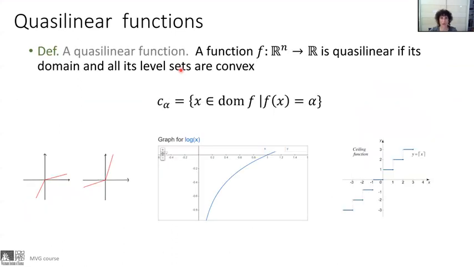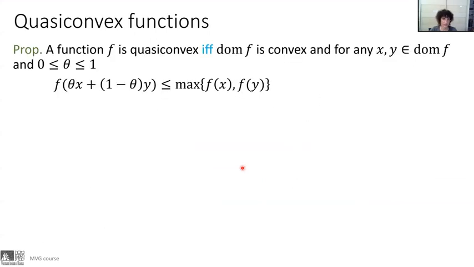So there is something which is called a quasi-linear function. What is it? It's both quasi-concave and quasi-convex. An example is the rounding function, like here. In this case, the level sets are convex: interval, interval, interval, or points like this. Not very important to our discussion, but just to give you the whole picture.